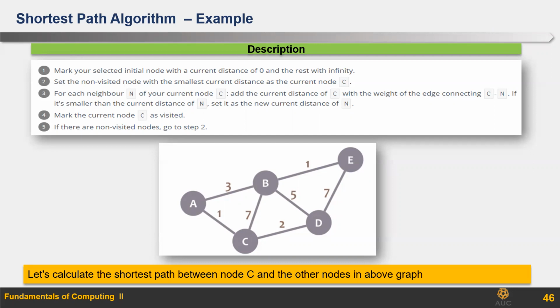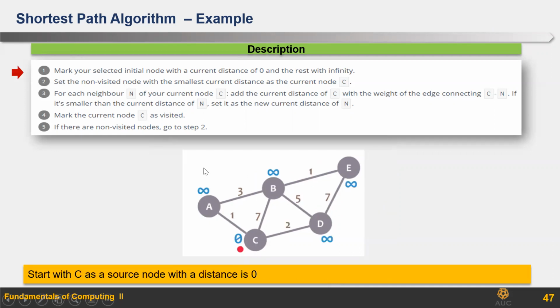طيب. First thing, we have to start from node C. Node C to itself هديها distance of 0. Node C to any other node هديها infinity as a distance. يعني هعمل هنا 0 وinfinity infinity infinity infinity. Okay? طيب.